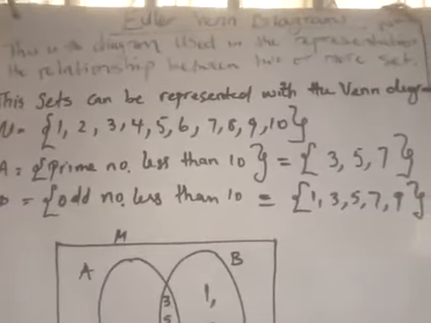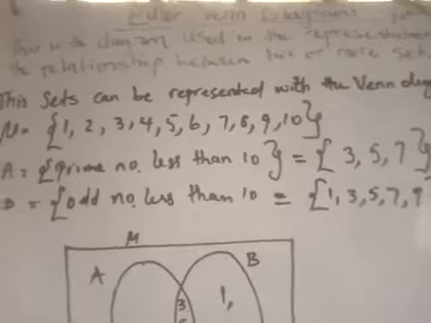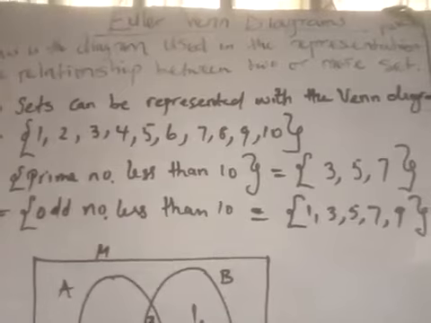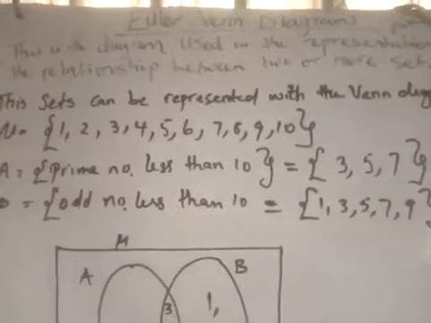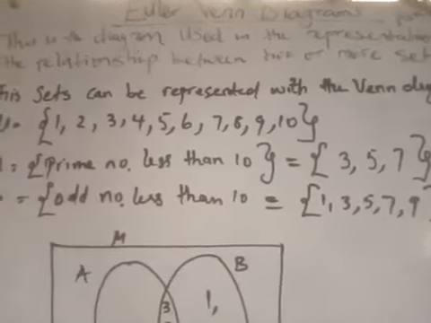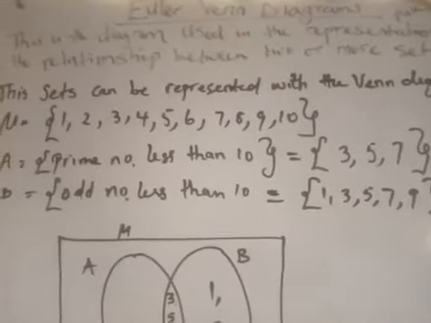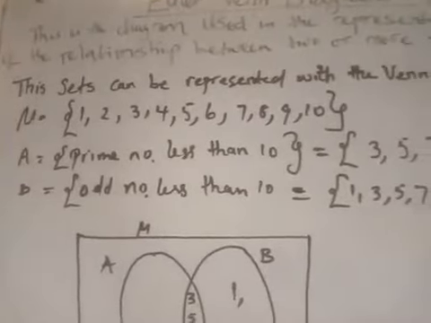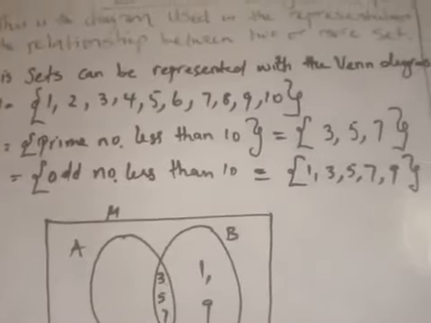The topic today is the Euler's Venn diagram. The Euler's Venn diagram is a graphical or diagrammatic expression of data. That means we are using a diagram to represent data, most especially the relationship between two or more sets. This is the diagram used in the representation of the relationship between two or more sets. These sets can be represented with the Venn diagram.